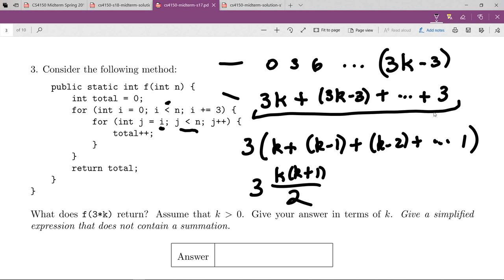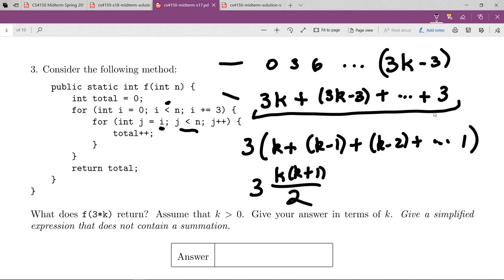Yeah? Where did that 3k minus 3 come from again? Which one? The first 3k minus 3. How did we find out the minus 3 part? Okay, so originally I wrote 3k because I say we're counting from 0 up to n, but we're not counting all the way to n. I has to be less than n. And so we'll get to 3k minus 3, but then when we add 3 to it to get n, we will stop.